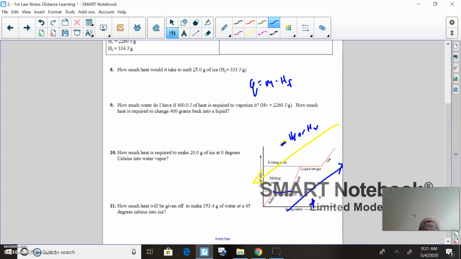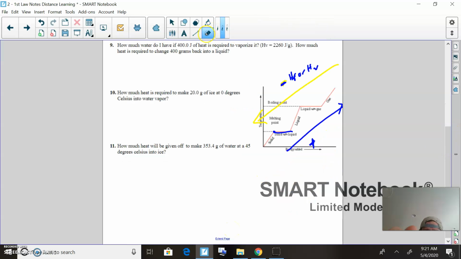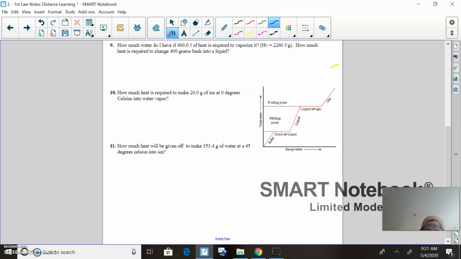Okay. How much heat is required to make 20 grams of ice into water vapor? Okay, so look at number 10 here. That's the last one. All right, so you figure out where you're at. 20 grams of ice at 0 degrees Celsius into water vapor. Okay, so it's all ice. So we start essentially here, right? And we want to make it all the way essentially up here, right?